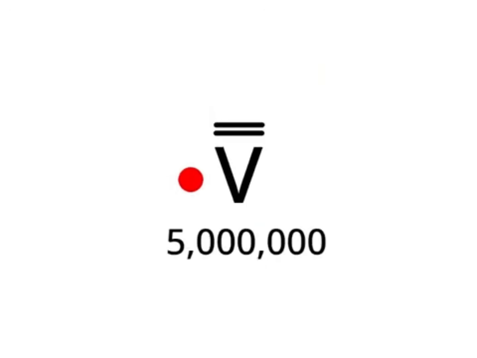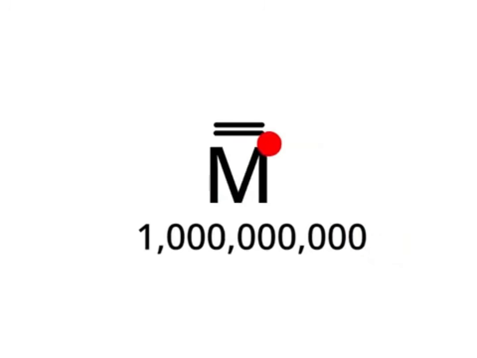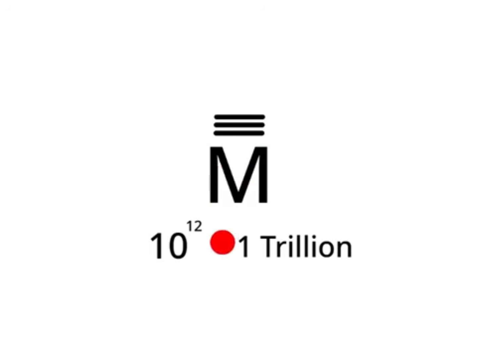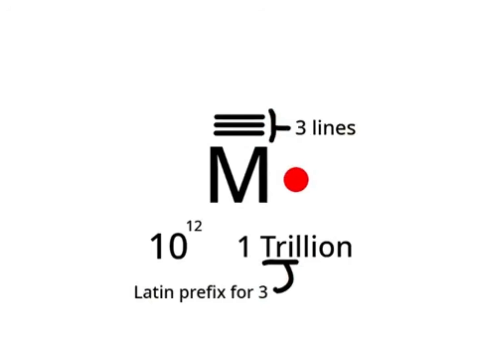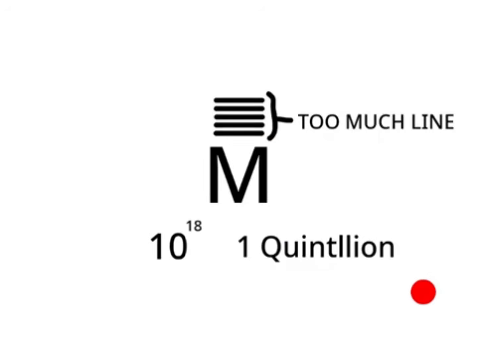So if we take V, then we put 2 lines on it. Now this will be 5,000,000, because that means multiply by 1,000 twice. So X with 2 lines is 10,000,000. M with 2 lines is 1,000,000,000. Now we're going to jump all the way to M with 3 lines, which is 1,000,000,000,000. And as you can see, trillion contains tri, the Latin prefix for 3, and has 3 lines. So now we have 4 lines, which is 1 quadrillion, 5 lines for 1 quintillion.